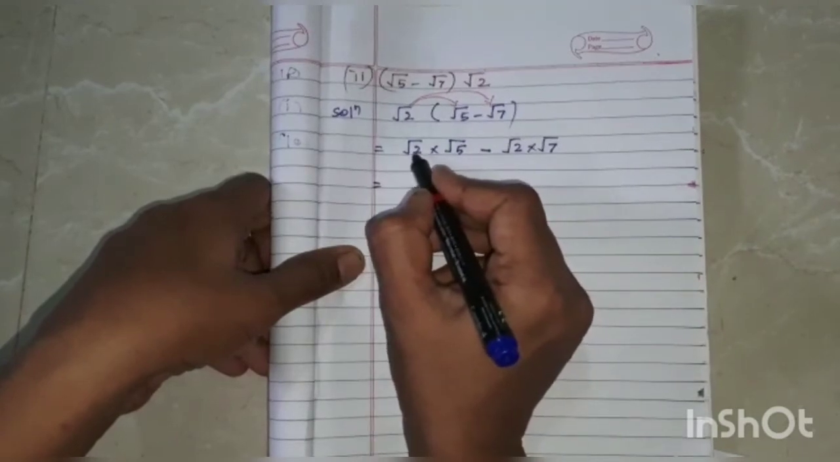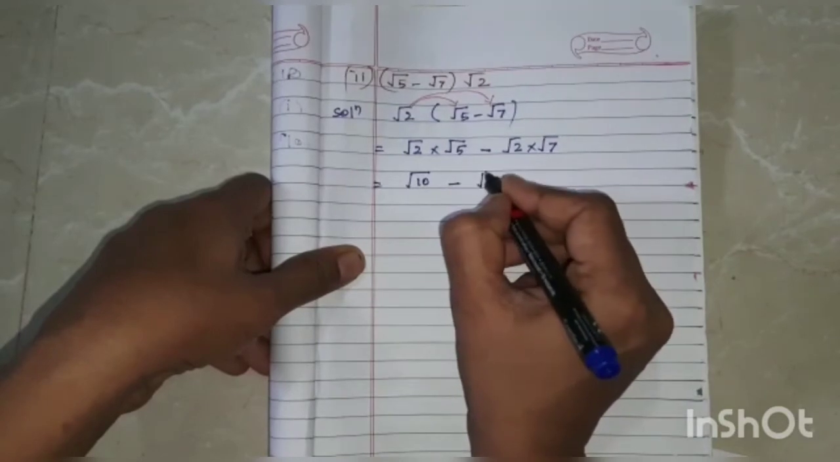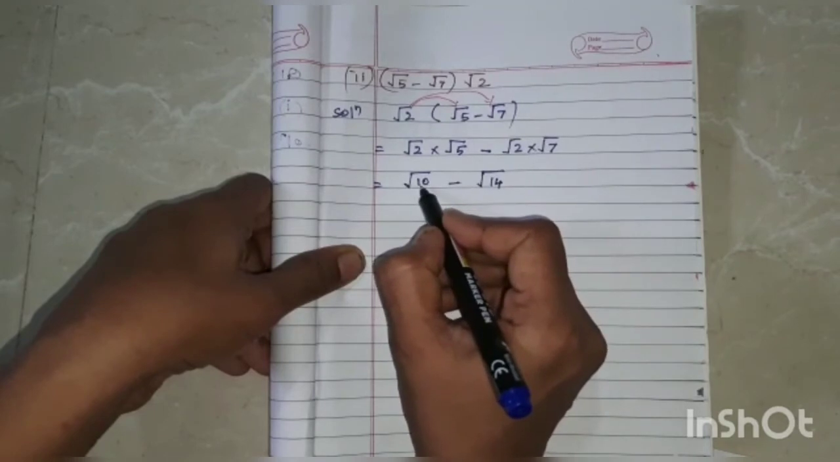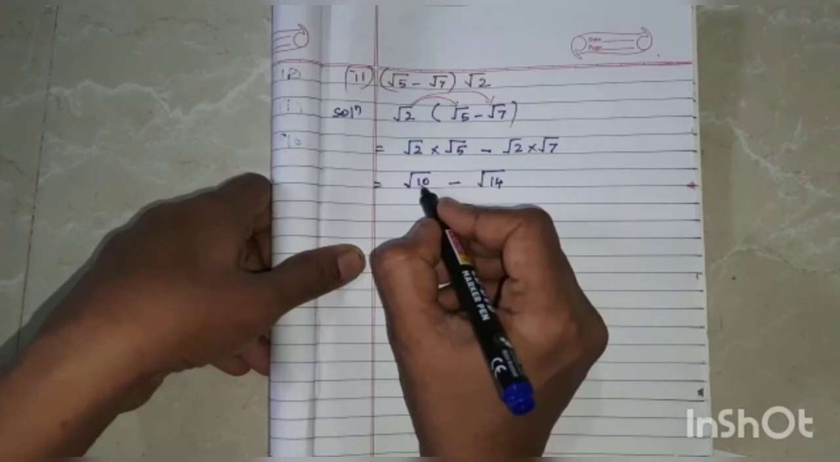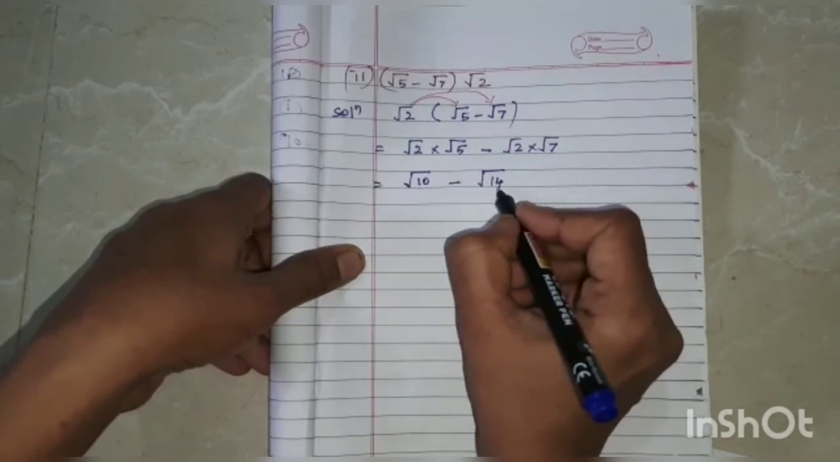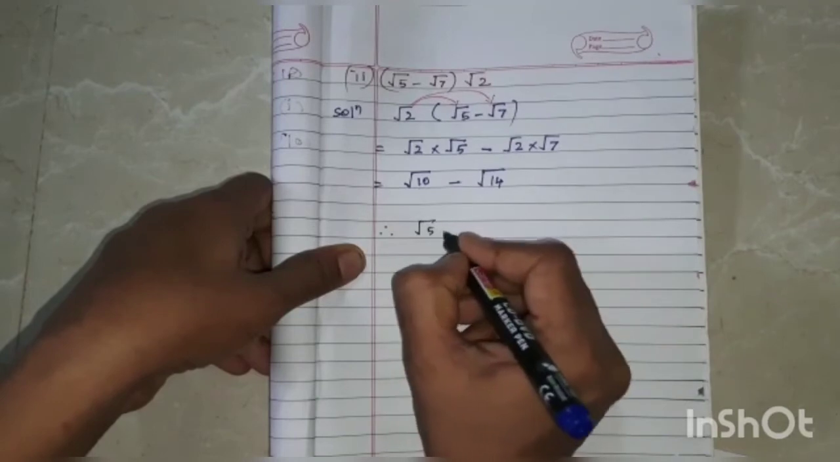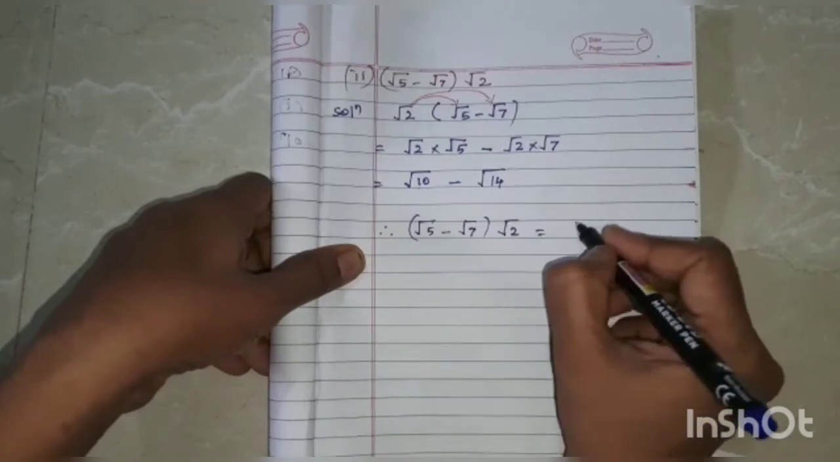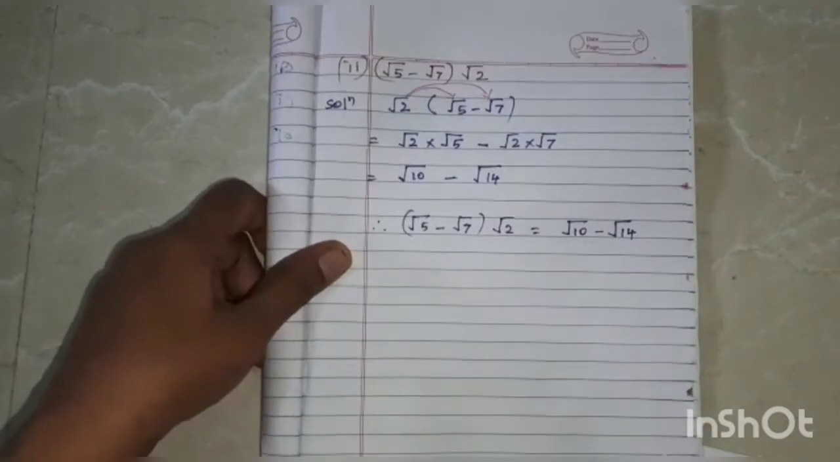Now children, what is root 2 into root 5? It is 2 fives are 10. So we get root 10 minus 2 sevens are 14, so we get root 14. Now children, further we cannot simplify. Why? Because 10 is not a perfect square, and similarly 14 is also not a perfect square. So this is our final answer. We write the final answer as root 5 minus root 7 bracket root 2 is equal to root 10 minus root 14. Is that clear?